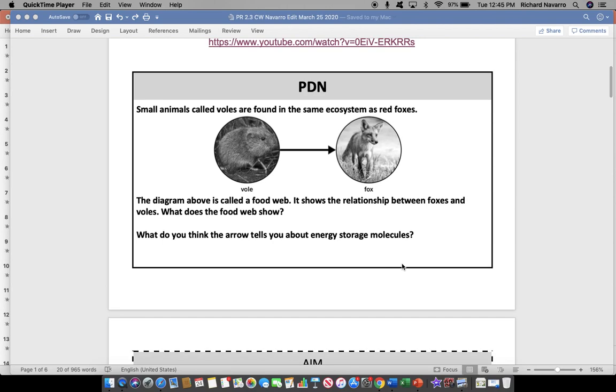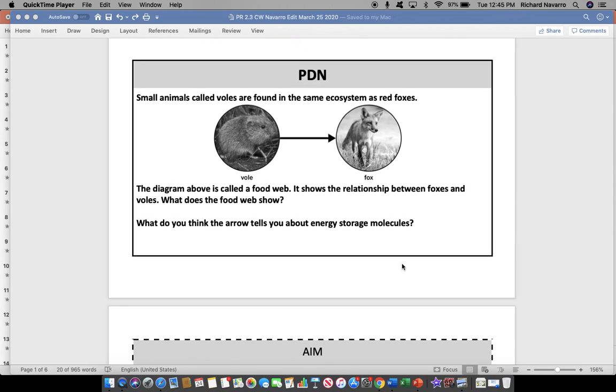Now that we're moving on, it's time for your PDN. So, small animals called voles are found in the same ecosystem as red foxes. The diagram above is called a food web. It shows the relationship between foxes and voles. What does this food web show? What do you think the arrow tells you about energy storage molecules?